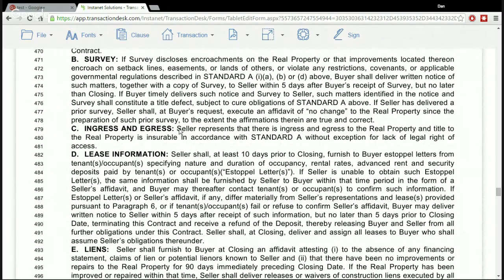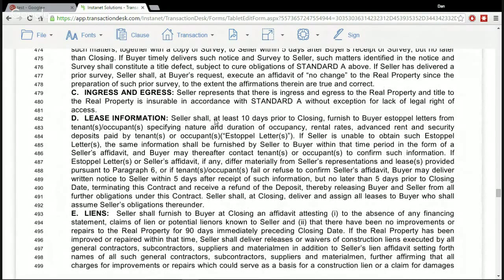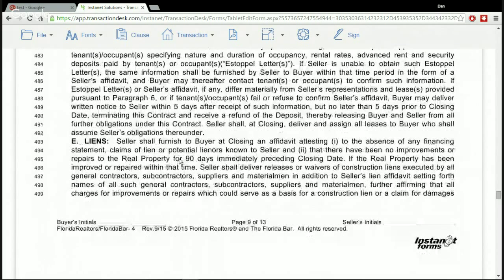Ingress and egress. The seller represents that there is a way in and a way out of the real property, and that the ingress and egress is insurable according to Standard A. Lease information. The seller shall, within 10 days prior to closing, furnish to buyer an estoppel letter from tenants, occupants, especially on the nature and duration of the occupancy. Basically, this is a letter to make sure that all the collected fees and everything are properly handled and everything is squared away at closing regarding any leasehold tenancies that are on the property.